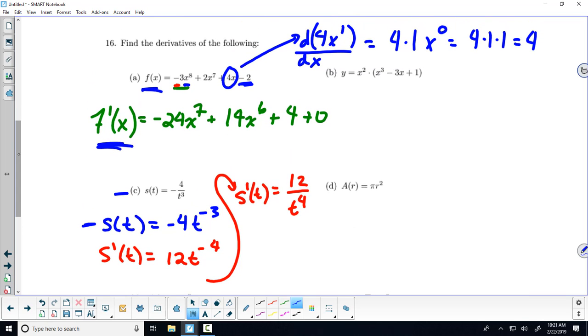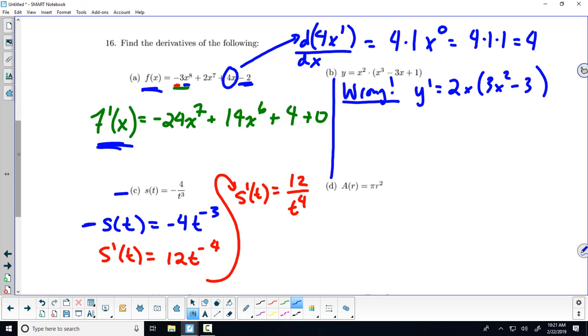Boy, it's getting to be a cluttered board here. Letter B. I am going to do this problem the wrong way. Here we go. I'm going to say that y prime is equal to 2x times 3x squared minus 3. What did I do wrong?